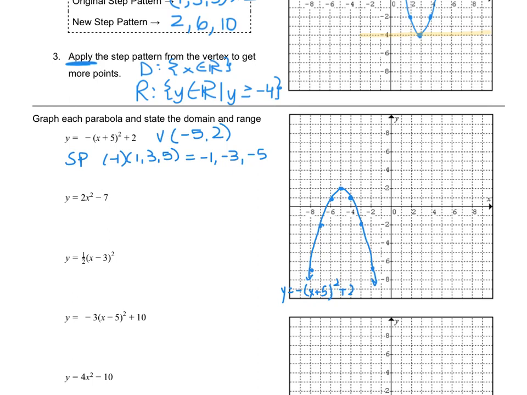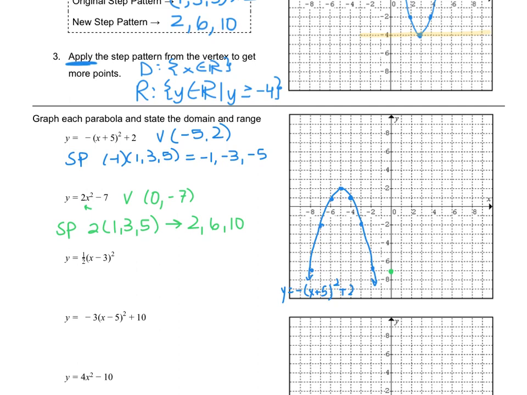And I'm going to choose a different color here. My vertex. There's nothing here inside the bracket, which means there's no right-left movement. So my vertex is 0, comma, negative 7. So I'm going to go ahead and plot that point right there. And now I see that my a value is 2, so my step pattern will be doubled. So instead of 1, 3, 5, it's going to be 2, 6, 10. And it's positive, so we're going to be going upwards.